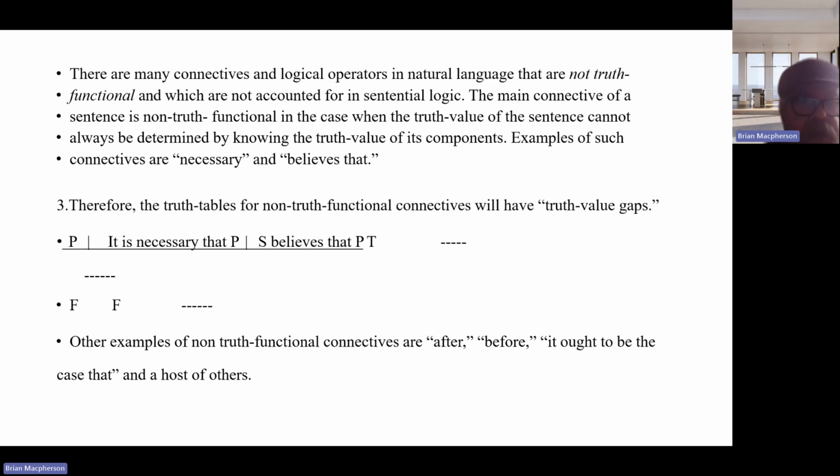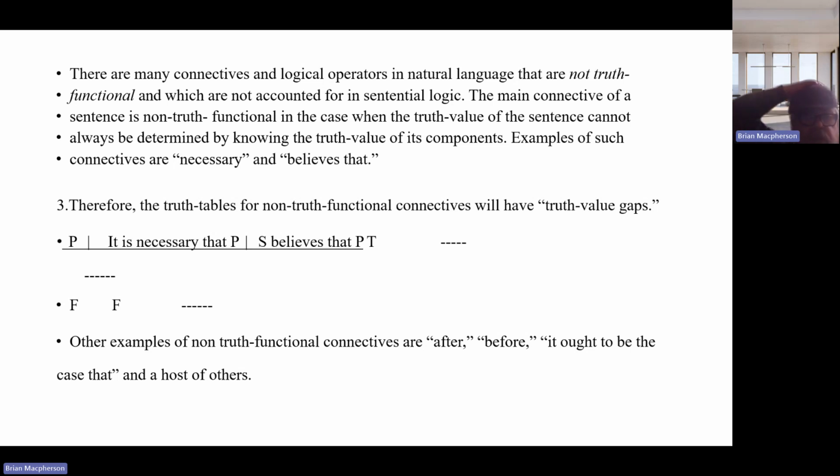For example, it is necessary that. If I say that it is necessary that P and P is true, I can't determine whether it is necessary that P is true or false, right? P may be true, but not necessarily true. If P is false, then I know that P can't necessarily be true. Okay. For believes that, whether P is true or P is false, that doesn't tell me whether or not I believe that P. So don't worry too much about these.